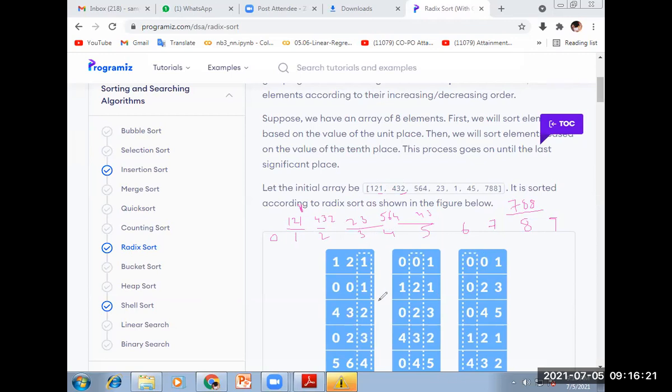Here, first we consider the tens place, that is 2. In the second location it will store here 3, here 6, here 2, here there is no tens place, here 4, here 8. So in this location, we stored here.